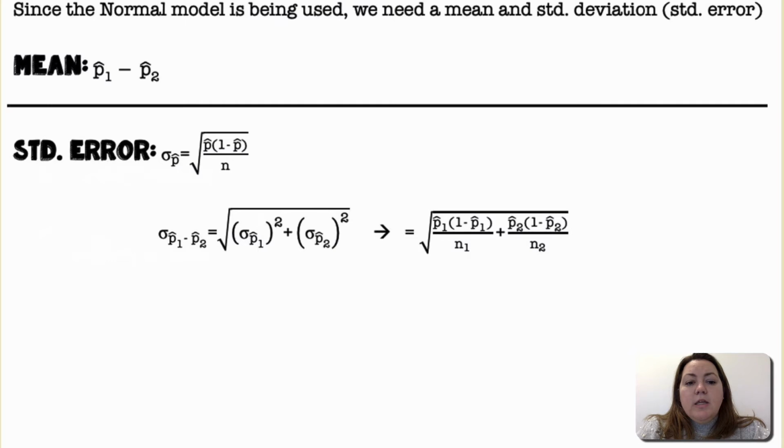All right, so since the normal model is being used, we need to be able to find the mean and the standard deviation, which in this case would be the standard error. So the mean would be p hat 1 minus p hat 2. This would be the mean of the sampling distribution. The standard error when we had just one proportion was the square root of p hat times 1 minus p hat over n. So for two proportions, it would be the square root of p hat 1 times 1 minus p hat 1 over n1, plus p hat 2 times 1 minus p hat 2 over n2, all under one big square root.